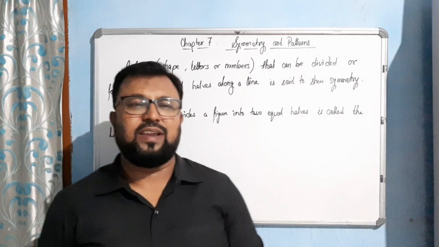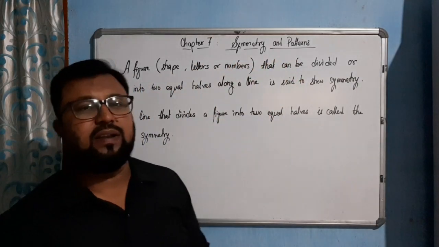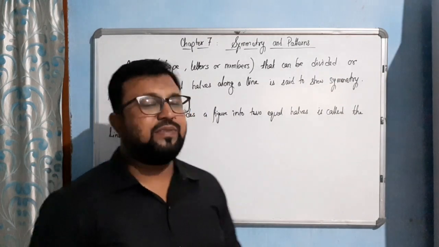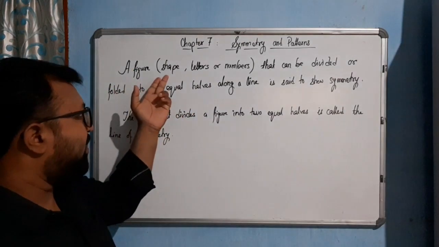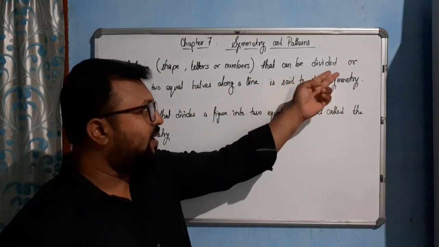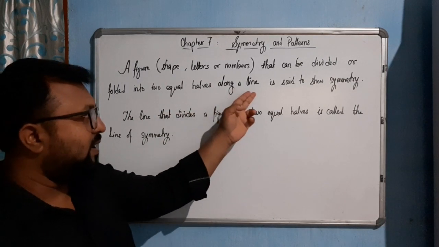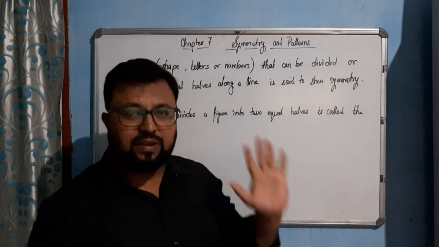Myself Firoz Sheikh, and today we are here with a new chapter, chapter number 7, Symmetry and Pattern. Now what do you understand by symmetry? Symmetry: a figure, maybe a shape or letters or numbers, that can be divided or folded into two equal halves along a line is said to show symmetry.